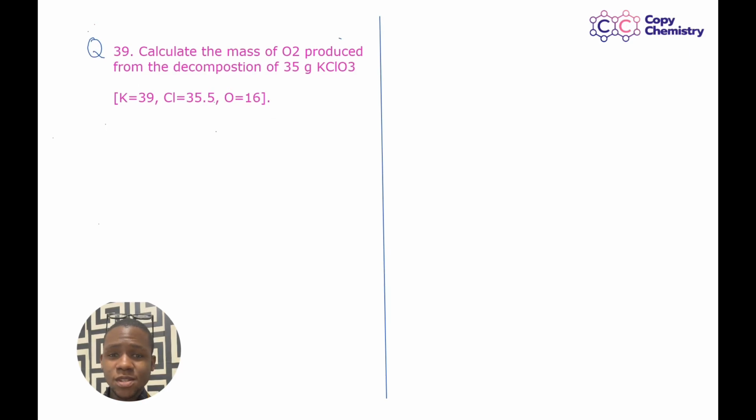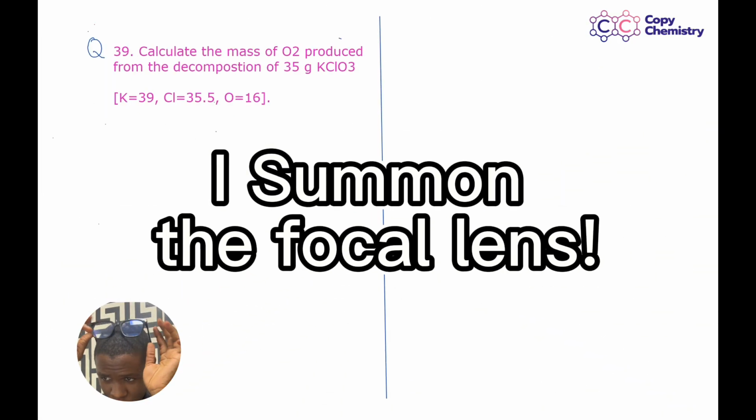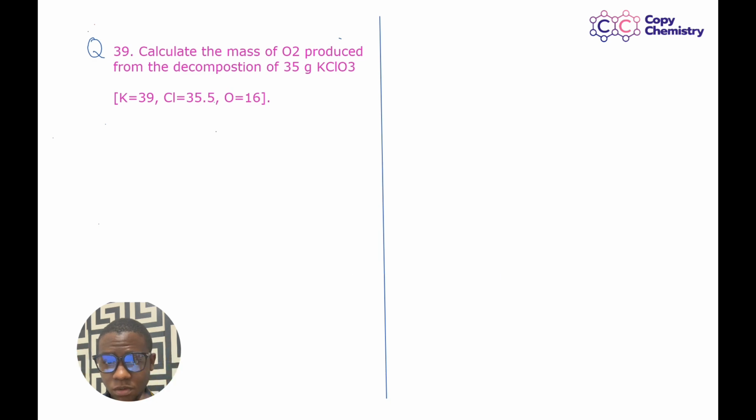Hello, so this is question 39 on stoichiometry. We're solving this stoichiometry question that says: calculate the mass of O2 produced from the decomposition of 35 gram of KClO3. For this kind of question, you would have to focus.